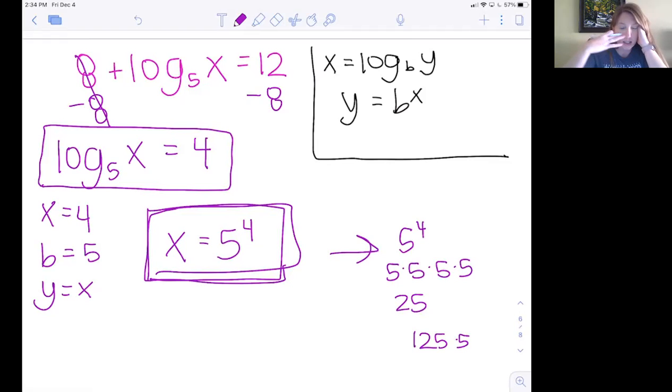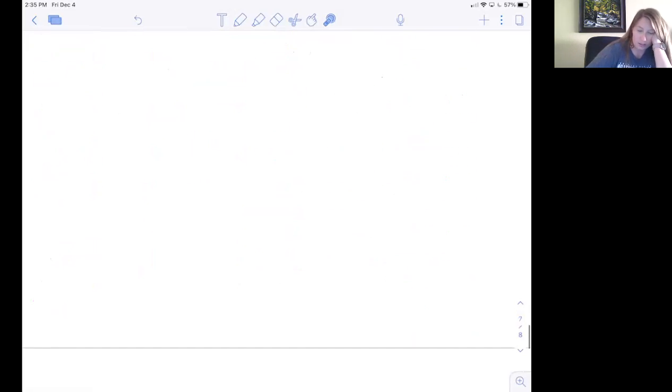So question 11 is the same thing. You're just given it in this form and you have to switch it to this form and then you'll solve. Question 12 is that same idea. Okay, we're going to go to question 13.